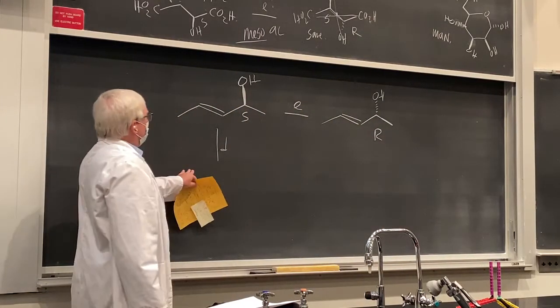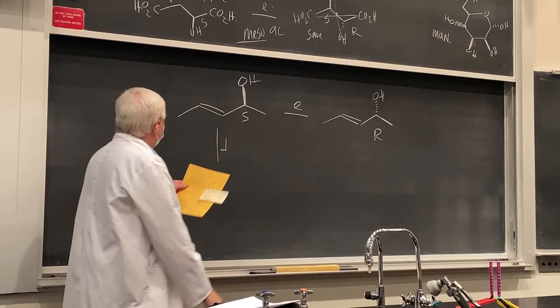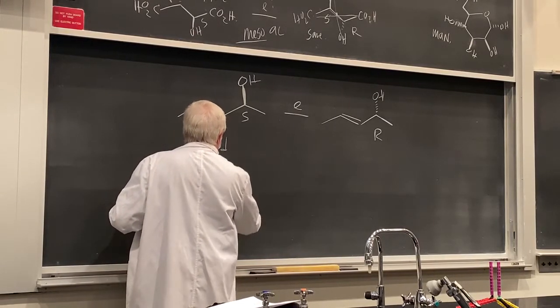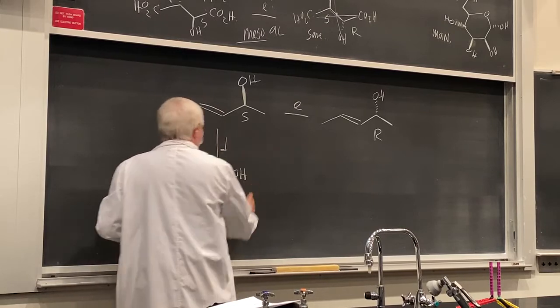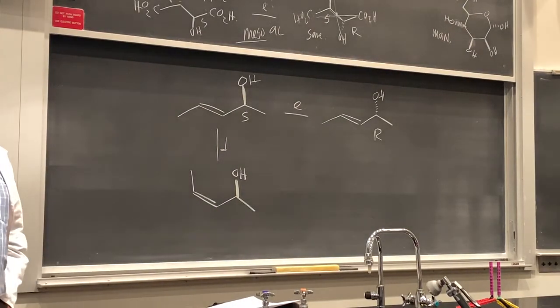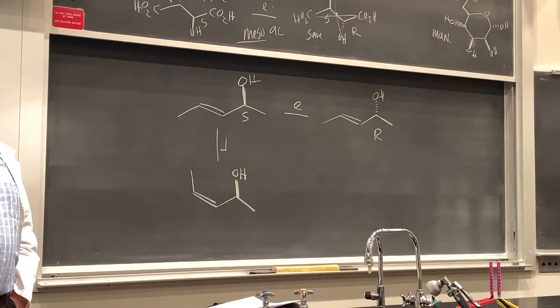How about the diastereomer of this? What would we do? Well, let's invert the alkene. Okay. Now, remind yourself of what the term diastereomer means. It means isomers that are what? Not mirror images of each other.